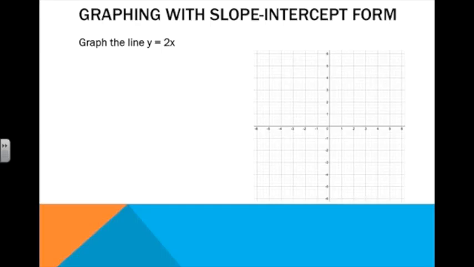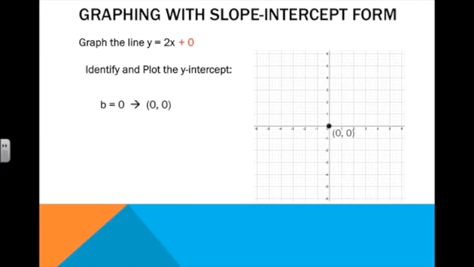Let's do one more example. Graph the line y equals 2x. Again, we plot the y-intercept first by recognizing that since there is no constant term, b must be equal to 0, so we can plot the point 0, 0.